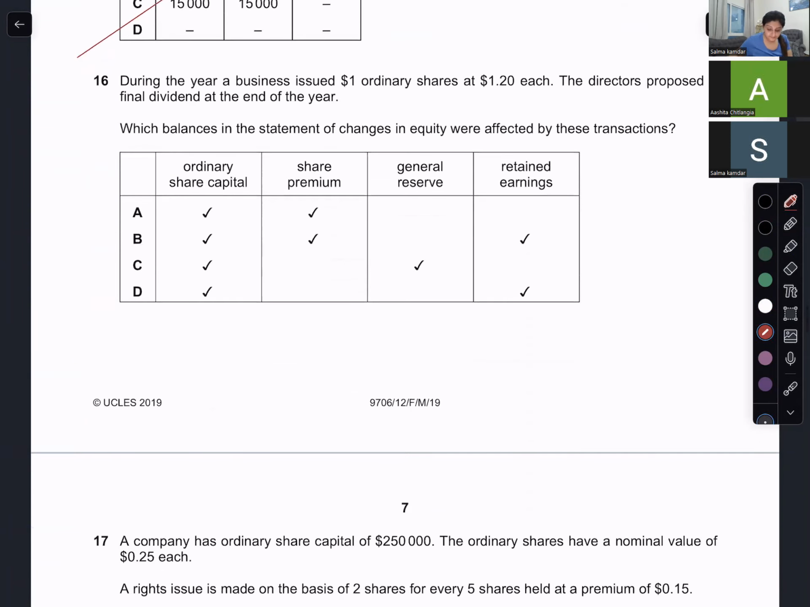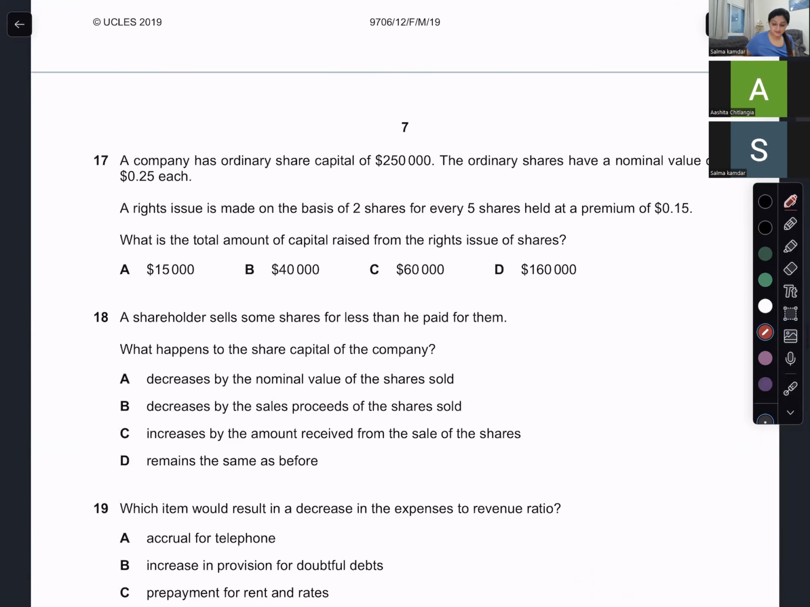16th. Come on. During the year, a business issued $1 ordinary shares at 1.20 each. The directors proposed a final dividend at the end of the year. Which balances in the statement of changes in equity were affected by this? They have proposed a final dividend, so it's proposed, it's not paid. But you have issued ordinary shares, right? So only ordinary share capital and share premium will get affected. Option A. Next one.